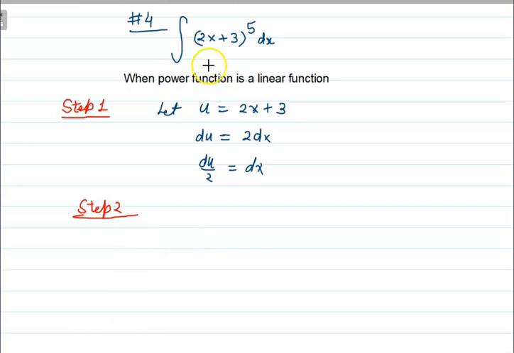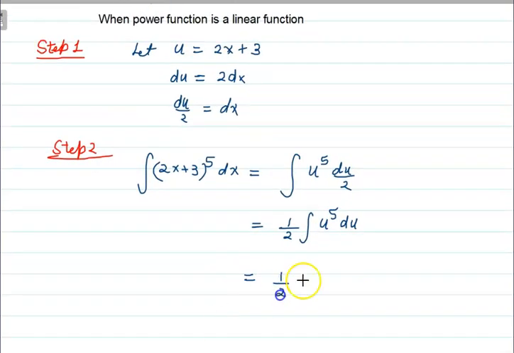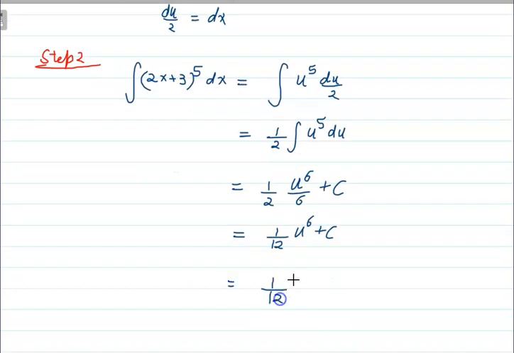Next we are going to rewrite the given integral in terms of u. 2x plus 3 gets replaced with u, so we get u raised to 5. And dx gets replaced with du over 2. Constant 2 is taken out as 1/2 and now its integral can be found easily. At last we plug back in u to get the final answer.